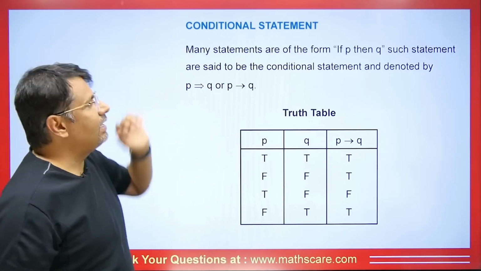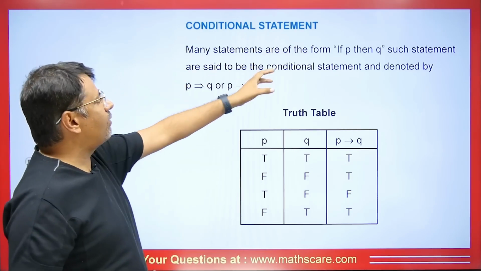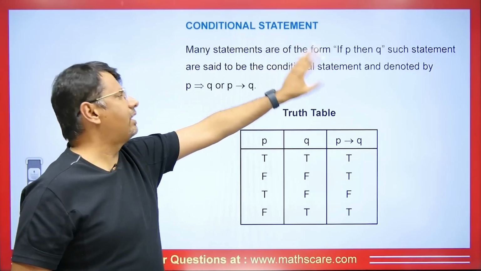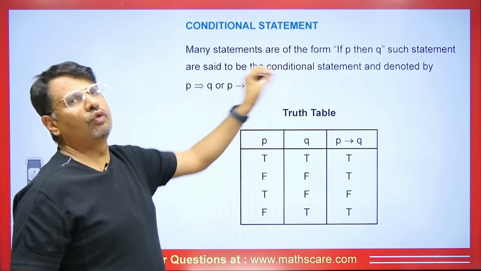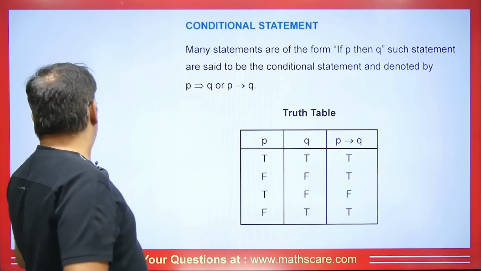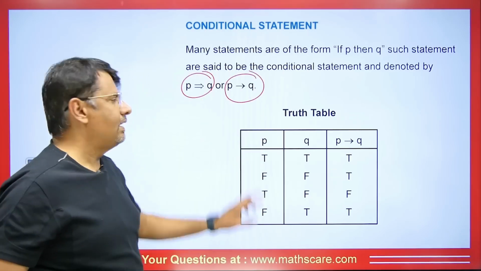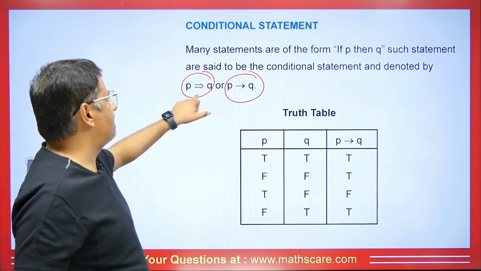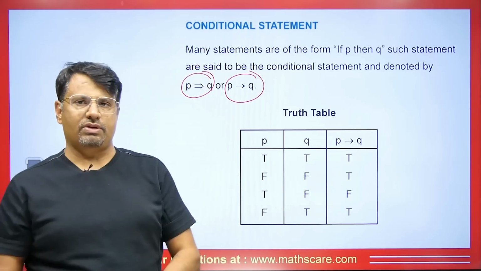Now let's discuss what a conditional statement is. Conditional statement means many statements are of the form if P, then Q. Such statements are said to be conditional statements. Means if this happens, then this will happen. And we denote it in this way or like this also. Is this clear? Sometimes this will be written in the question like this or sometimes there will be an arrow, but it means the same. Now let's understand this through a table.